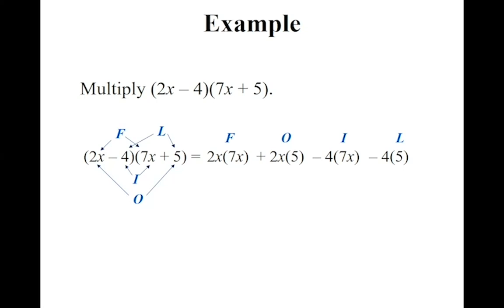2x times 7x is 14x squared. 2x times 5 is positive 10x. Negative 4 times positive 7x is negative 28x. And then negative 4 times positive 5 is negative 20. Combine like terms in the center. Positive 10 minus 28 of them. 10x minus 28x is negative 18x. For a final answer of 14x squared minus 18x minus 20.